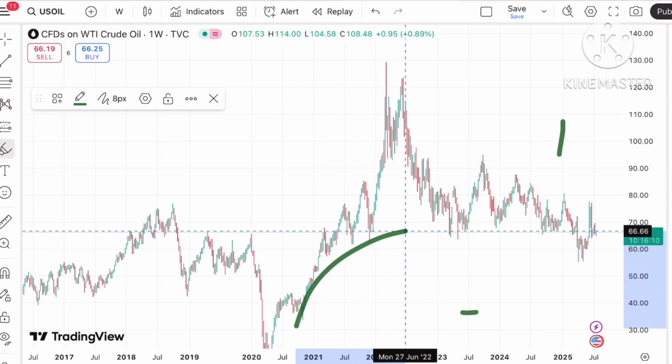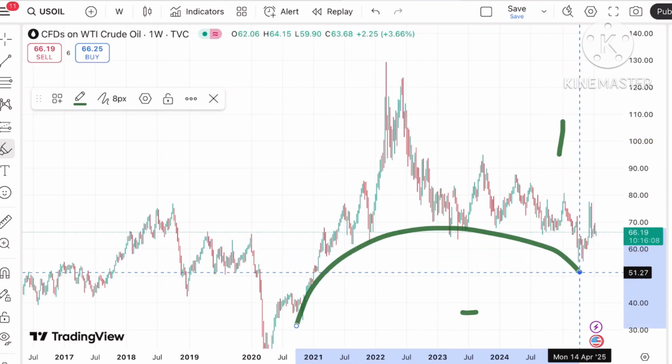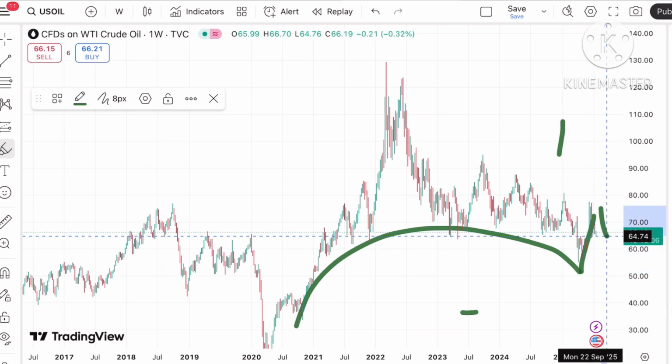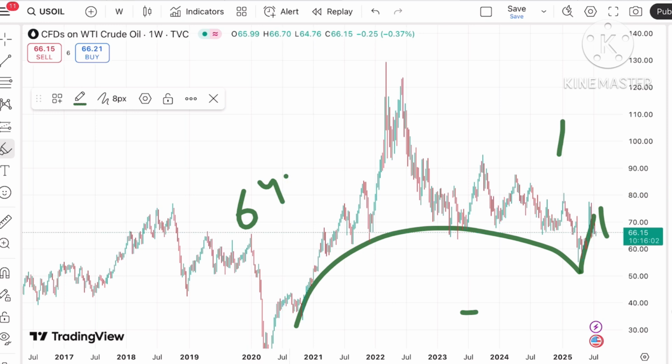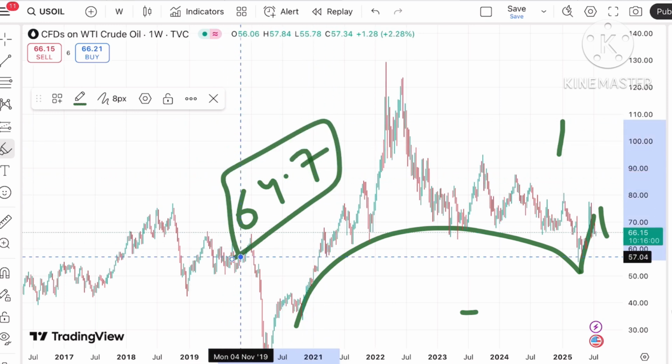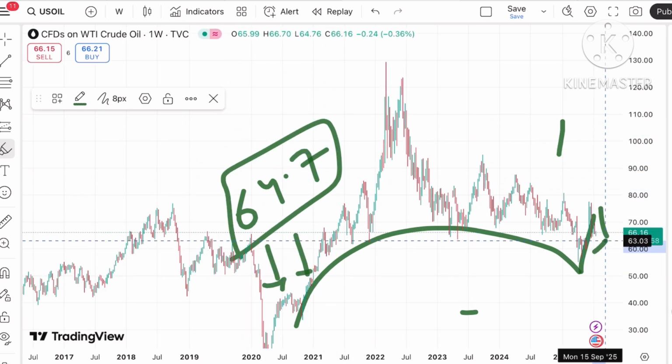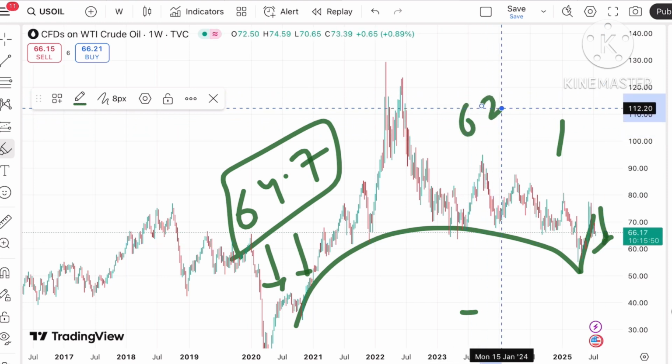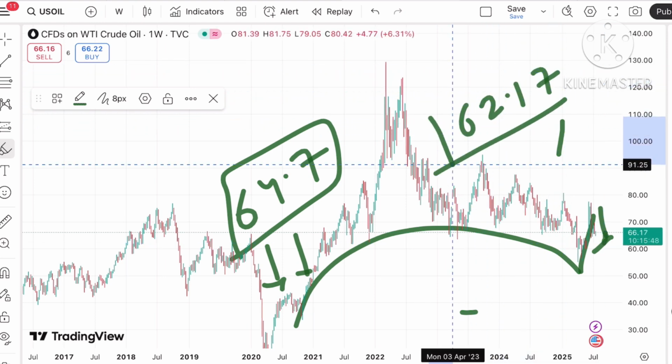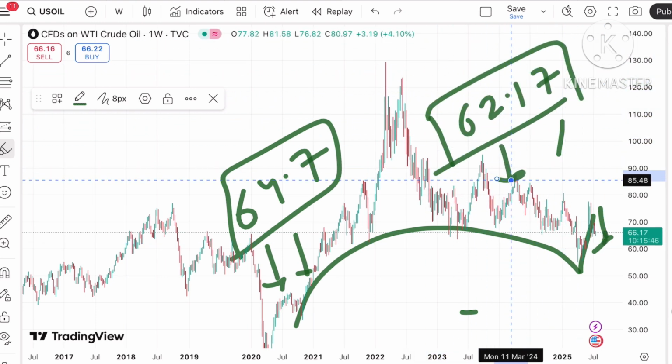If you look at this pattern, a U pattern is forming, and then there is an upside. So chances are very high that if the price starts falling below $64.7, we can see a further fall. And if the price falls below this level, there is a probability of moving towards 64.10, and then it can move towards a level of 62.17, and then a further fall can be seen.